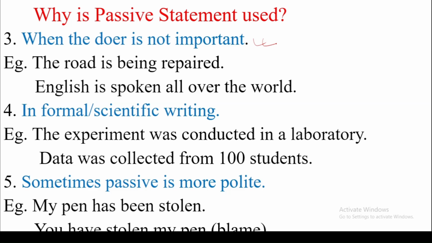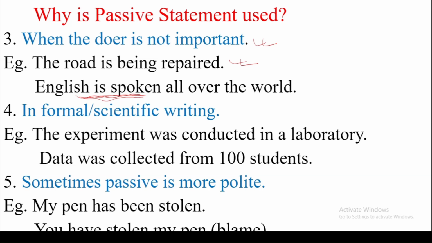The road is being repaired. So the action is important, the road is being repaired. We don't need to mention by the government or by the workers. So the doer is not important, only the action is important. English is spoken all over the world. So the matter is speaking English, and it is very clear that people speak English, not animals. So the doer is not important here, the action is important.